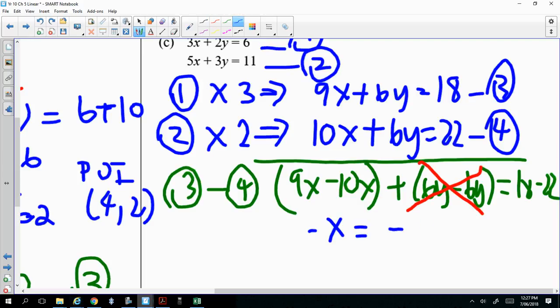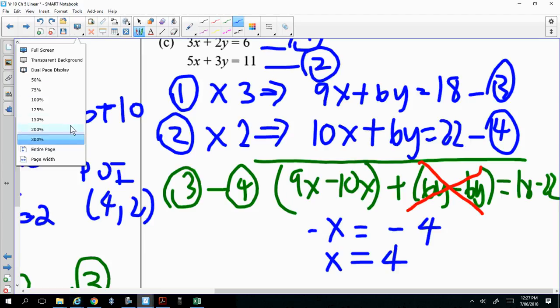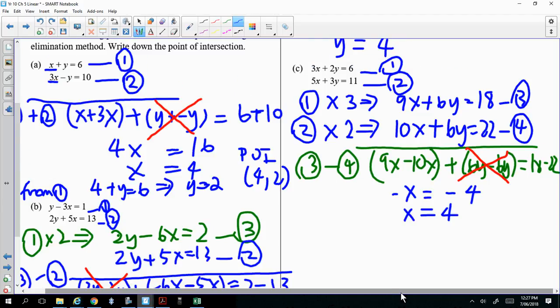That's right. So sometimes you may like to subtract 4 minus 3, then you get positive numbers. You're right. All right, good. So that way would have been better. You just look at the numbers, whichever looks bigger. Okay, once you get x equals 4, substitute back into 1 or 2, you'll get the right answer.